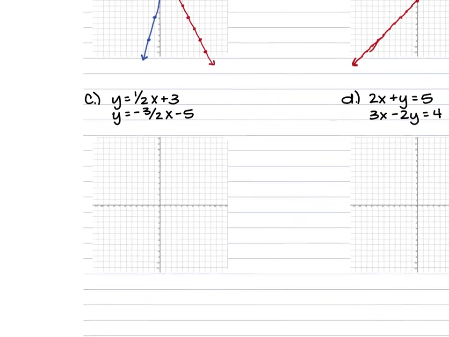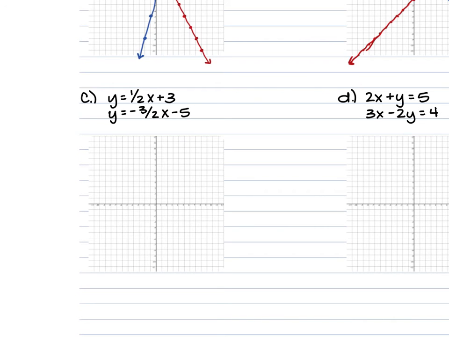For example C, we have y is equal to 1/2 x plus 3, and y is equal to -3/2 x minus 5. Once again, these are both in slope-intercept form, so identify your y-intercept and your slope, plot the y-intercept, and use your slope to get your next points. For the first one, y is equal to 1/2 x plus 3, our slope is 1/2, our b value is 3. So on that y-axis, we're going to plot our first point at 3, and then we're going to go up 1 to the right 2.